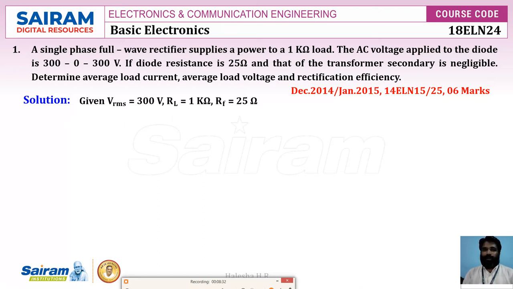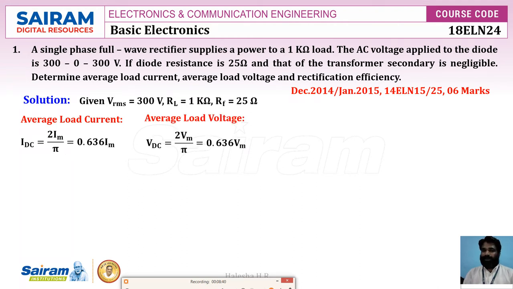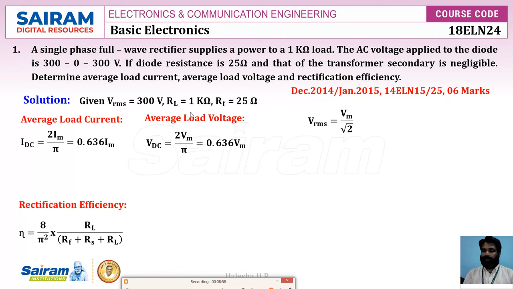And then what is asked to find? Average load current, that means IDC, and this is the corresponding formula. And average load voltage, that is VDC, and the corresponding formula for the full wave rectifier. And rectification efficiency, this is the formula for rectification efficiency. And again, we know we need VM and IM. So calculate VM from VRMS. So VRMS is equal to VM by root 2. From this, VM is equal to root 2 into VRMS.